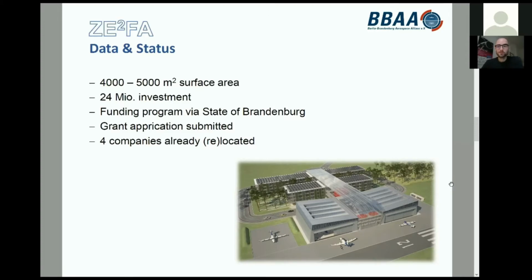Four companies have already located or relocated here just due to the process. And that's what we saw in the last years: companies need partners that they can talk to and work together with, and they need a place to do their business. We learned in the process that this infrastructure really can be an enabling factor.